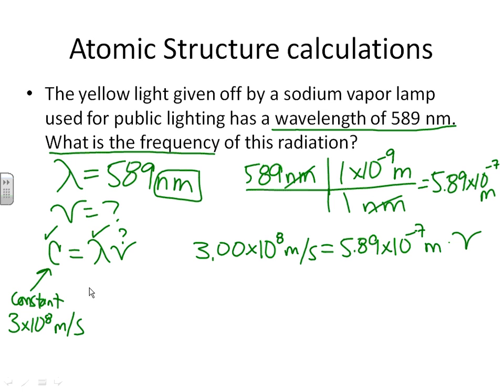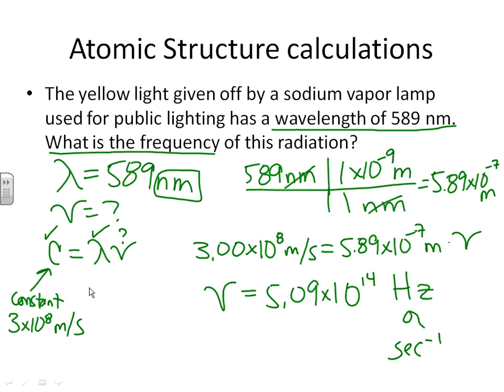And when you're doing this with your calculator, please watch parentheses around values that are in scientific notation. Otherwise, the number in your answer will be correct, but the magnitude will be significantly off. Basically, the exponent on your 10 will be way off. So be very careful when you're doing this math. Divide both sides by 5.89 times 10 to the negative 7th meters, and you get a frequency of 5.09 times 10 to the 14th hertz. Hertz is the unit for frequency. You could also say that same value seconds to the negative first, because it means the exact same thing.